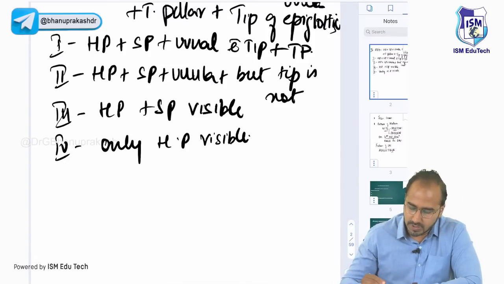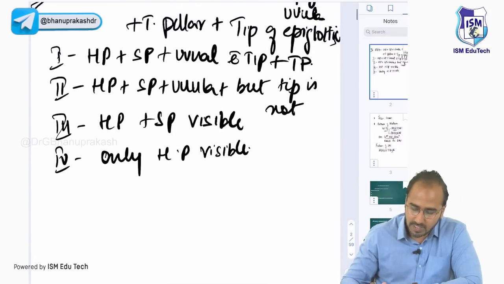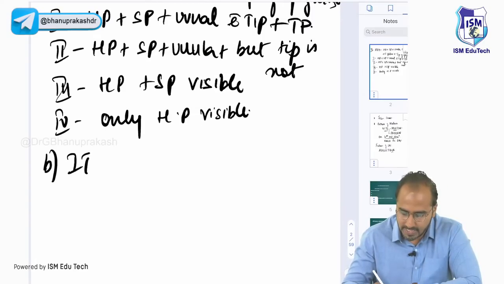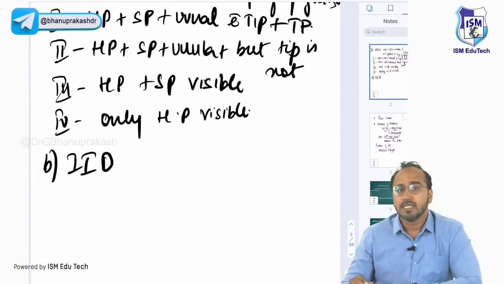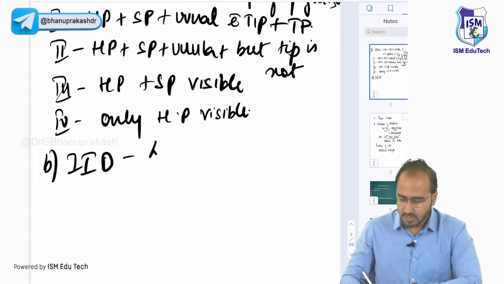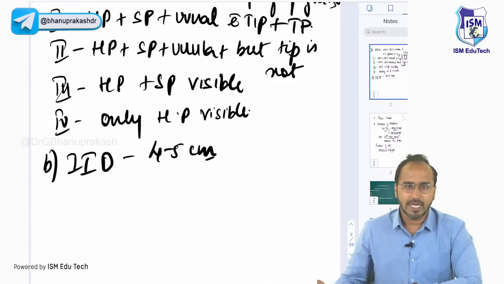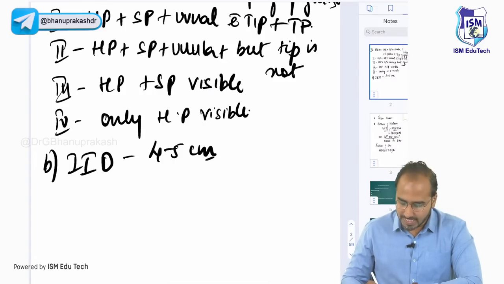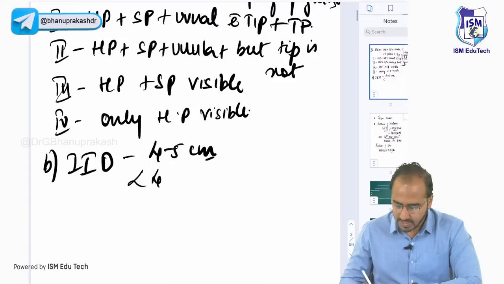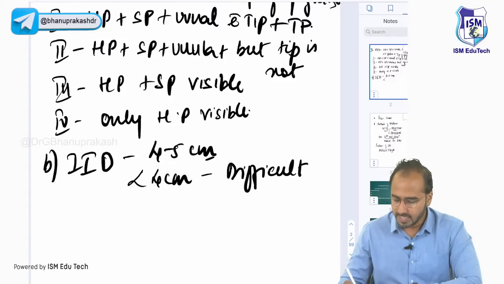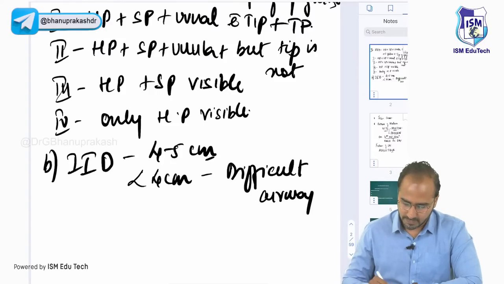Next, remember guys, when I tell the patient to open his mouth, I am looking for the Mallampati class. And the second thing that I look for is the IID. What is IID? Inter-incisor distance. The normal inter-incisor distance should be 4 to 5 centimeters. If it is less than 4 centimeters, then it is a case of difficult airway.